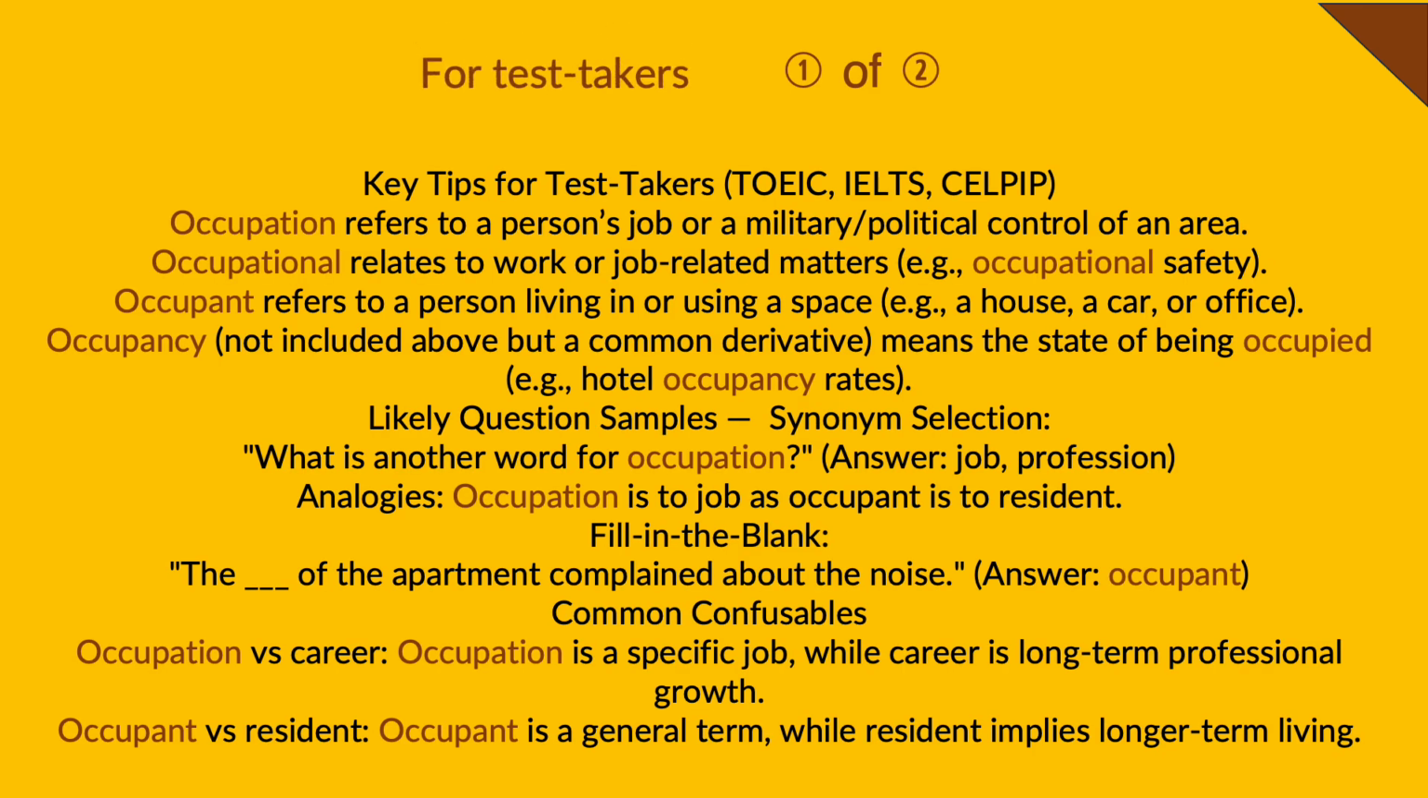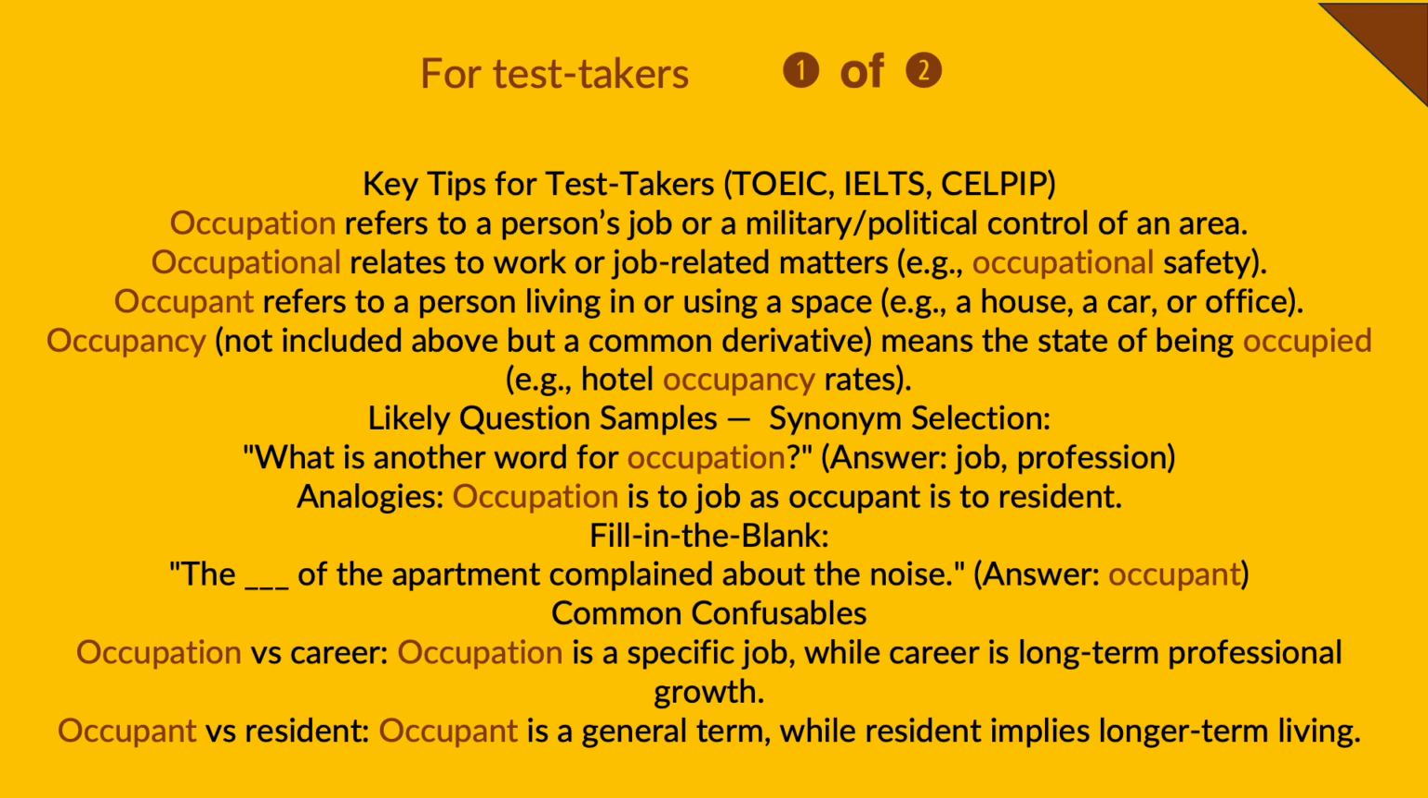Key tips for test takers: TOEIC, IELTS, and CELPIP. Occupation refers to a person's job or a military or political control of an area. Occupational relates to work or job-related matters, for example, occupational safety. Occupant refers to a person living in or using a space, for example, a house, a car, or office.